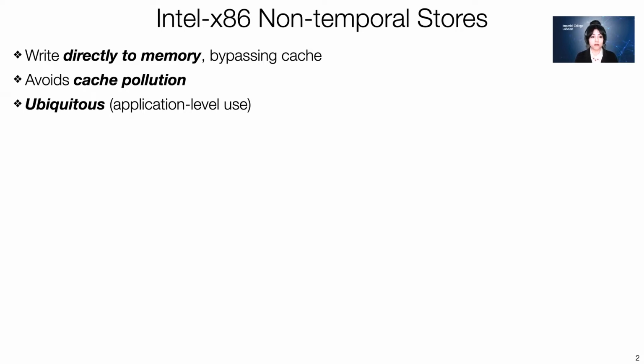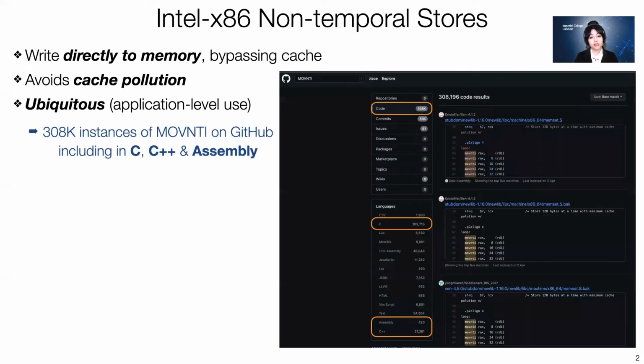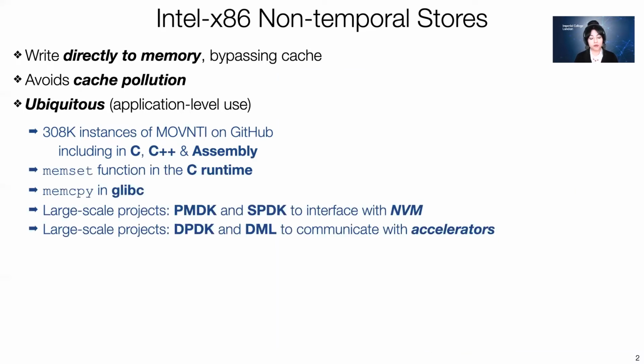This is very useful when avoiding cache pollution, and it's used all over the place. For instance, a quick search on GitHub for the movnti instruction, which is a non-temporal store, returned over 300,000 results. It's also used all over the place in the C runtime, in large-scale projects such as PMDK, DPDK, and so on.